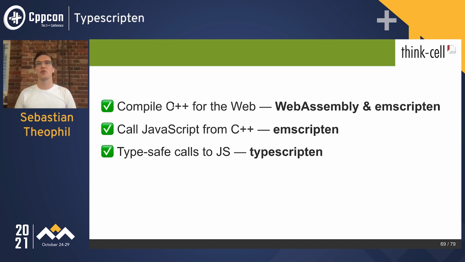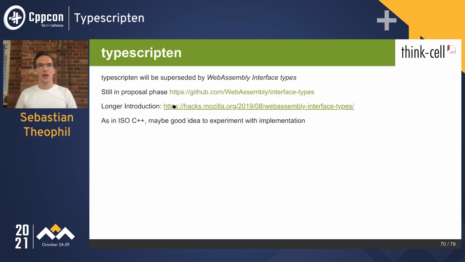So we can make type-safe calls to JavaScript thanks to Typescripten. There's one important disclaimer here. Our tool will be maybe not completely obsolete, but less important when the WebAssembly interface types proposal makes progress. That's a proposal that aims to express JavaScript higher level types in WebAssembly so that WebAssembly can directly make those calls to JavaScript libraries. But still, that's in a very early phase. There's no implementation for that. So we have what we have.